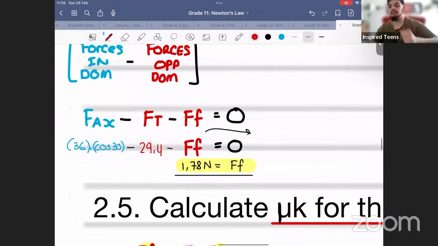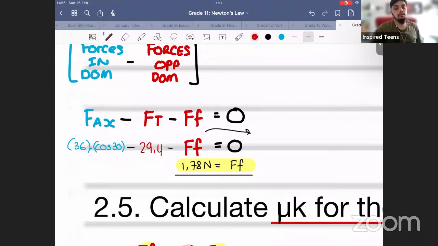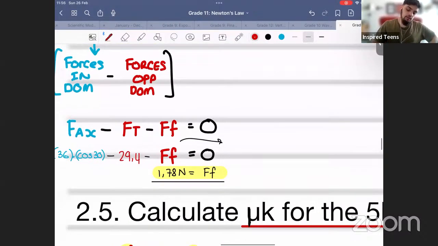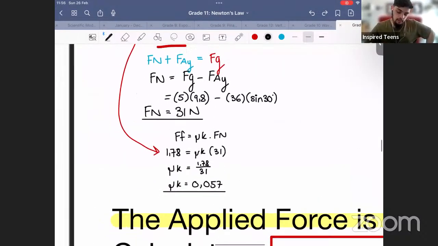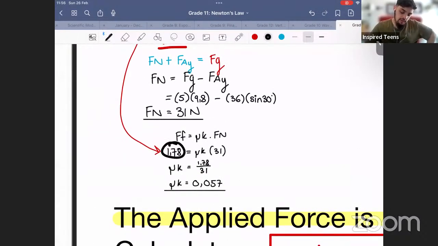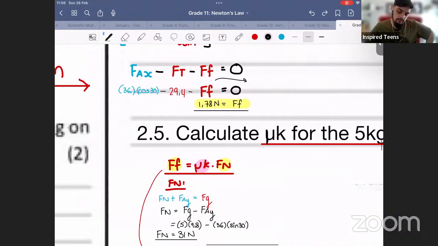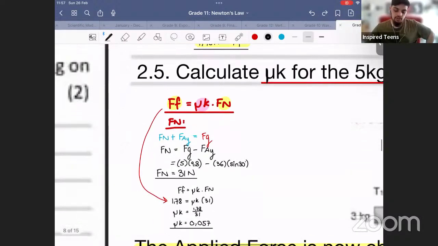No, there's no such thing. If you get mu k as negative 0.05, do you just ignore the negative? No, there's something wrong in your calculation. Double check it, because you see, I took this over, which made Ff positive, and then this gave me a positive calculation. If you're getting negative, that means you're having negative friction or negative normal. So something's wrong, just check it.